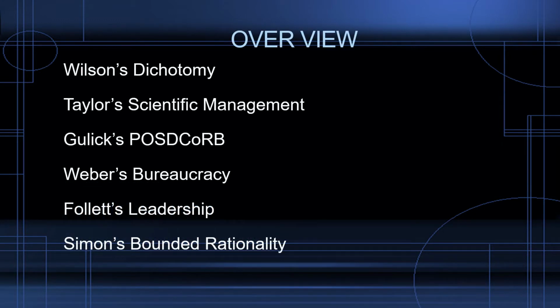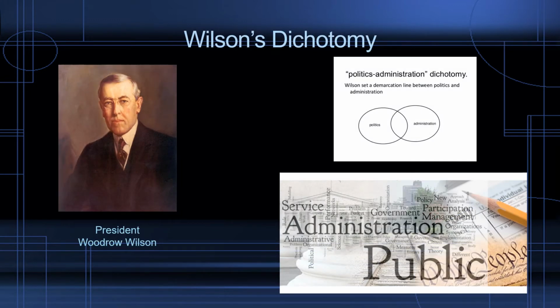Our overview or thesis will be Wilson's dichotomy, Taylor's scientific management, Gulick's POSDCORB, Weber's bureaucracy, Follett's leadership, and Simon's bounded rationality. The first one will be Wilson's dichotomy of President Woodrow Wilson.